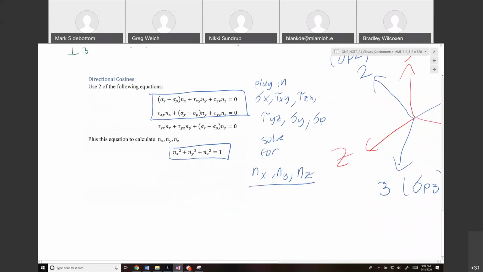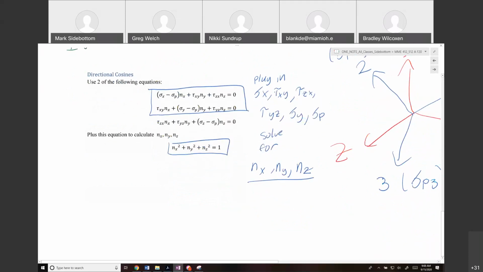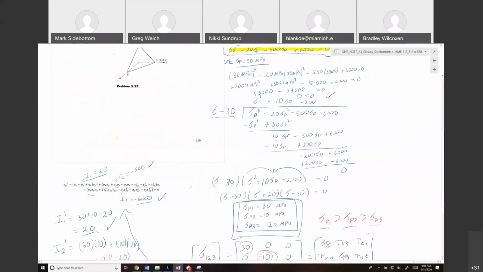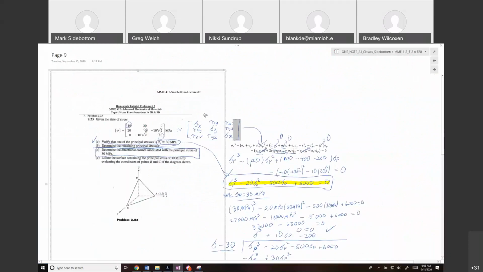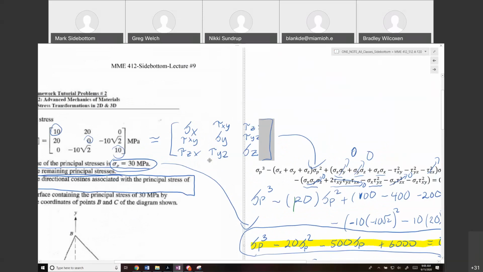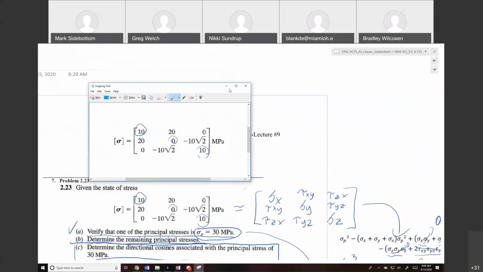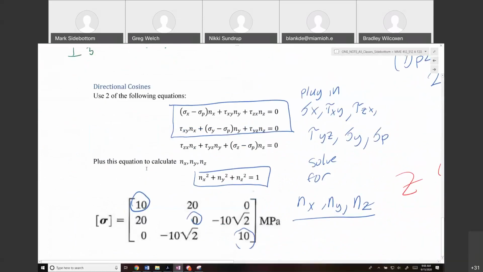So if we do that, I'm just taking the original stress matrix that we had from the top here. Let me just copy it real quick. All right.